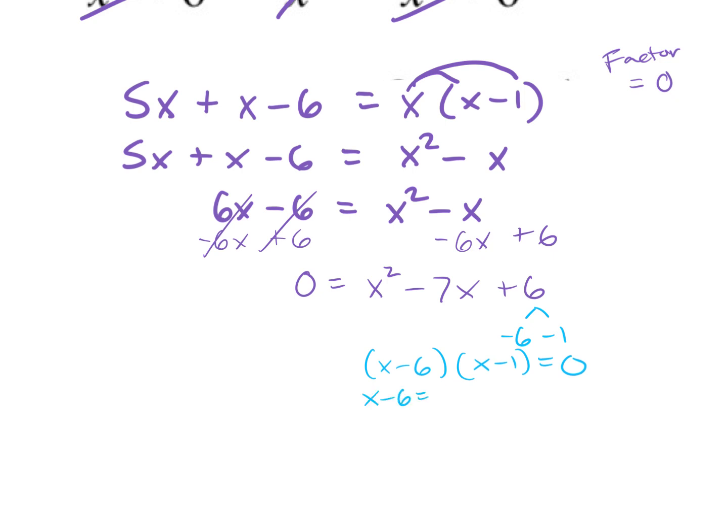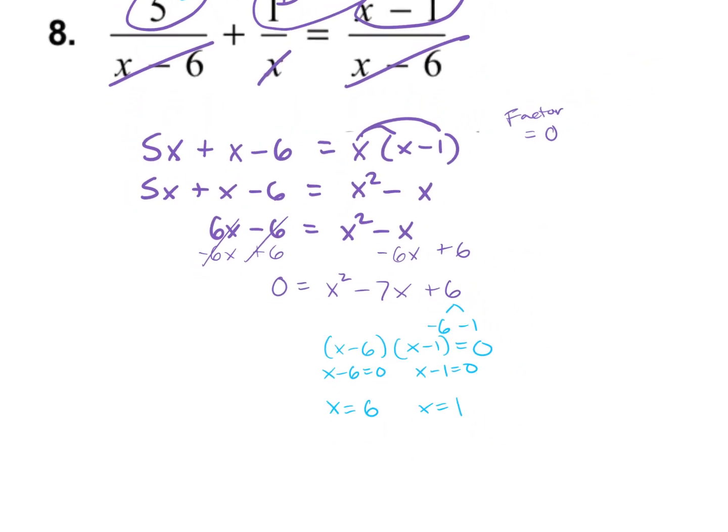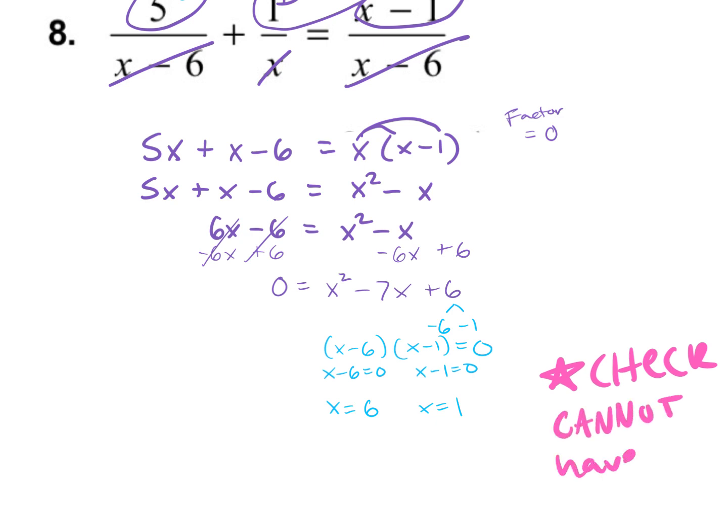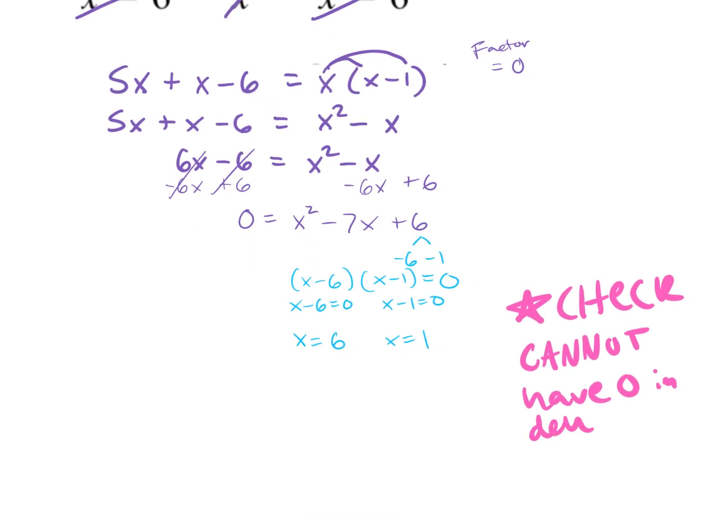So x minus 6 equals 0. x minus 1 is equal to 0. So what does x equal? 6 and 1. When I get two answers, what do I have to do? Check. What are we checking for? 0 in the denominator. We cannot have 0 in the denominator. Awesome. Let's start by plugging in 6.